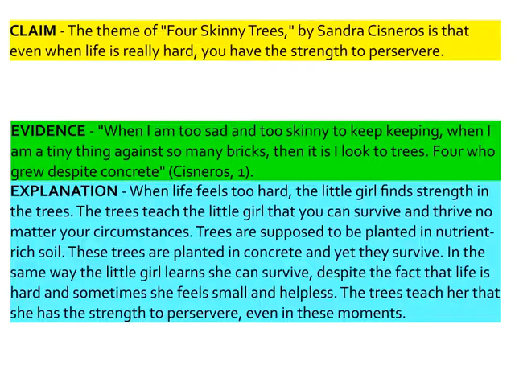The evidence that you decided was the best piece of evidence to support this claim yesterday was when I am too sad and too skinny to keep keeping. When I am a tiny thing against so many bricks, then it is I look to trees, 4 who grew despite concrete. So if I want to introduce this evidence, I'm going to explain to the reader what's going on in the poem when the little girl says this.